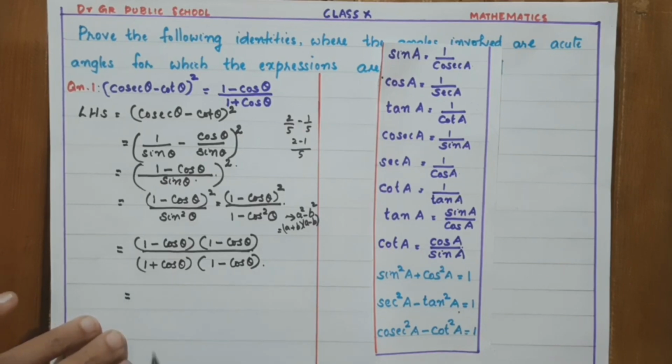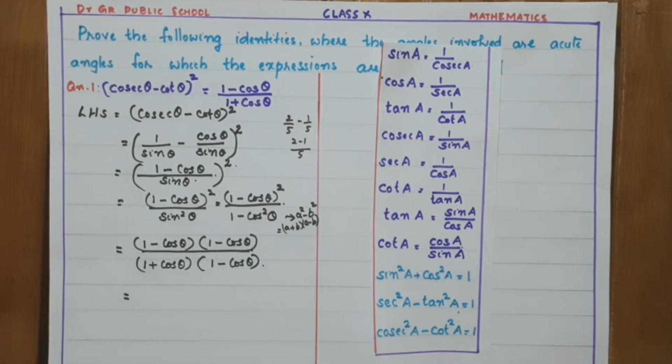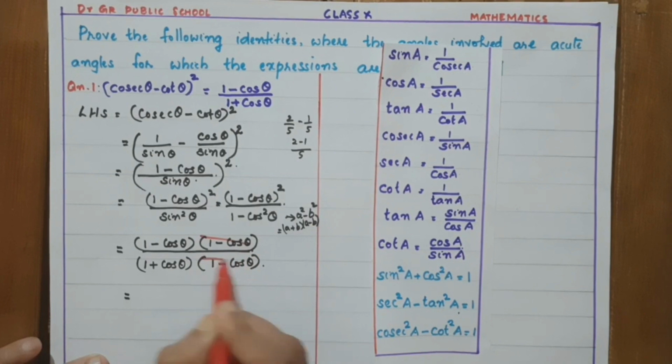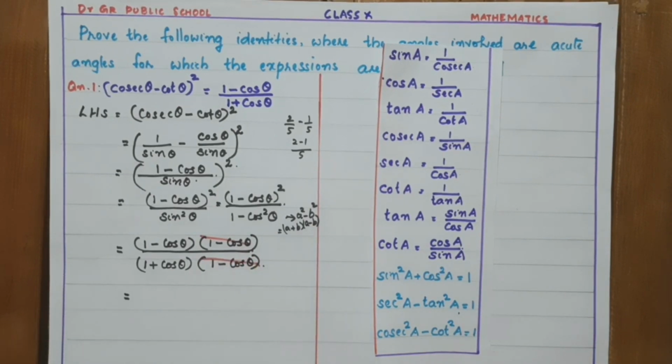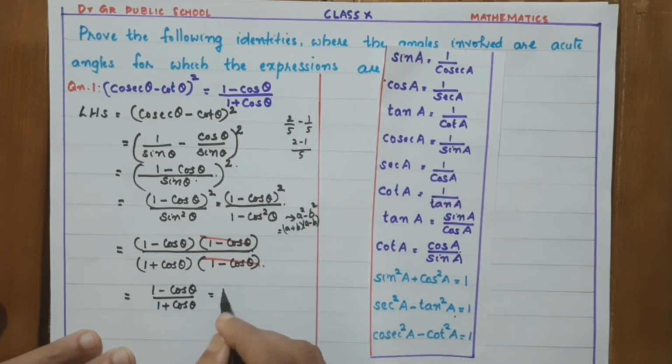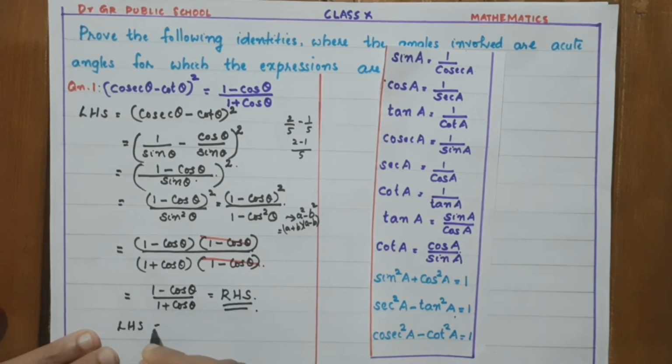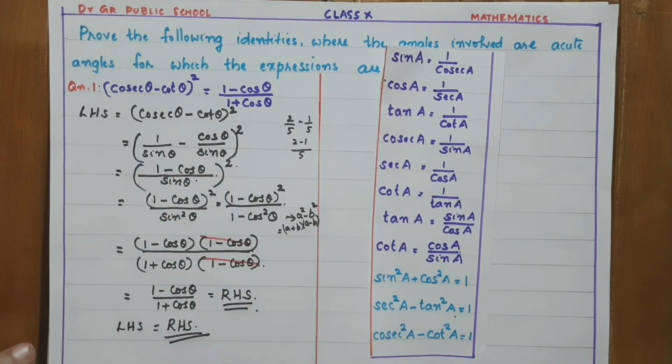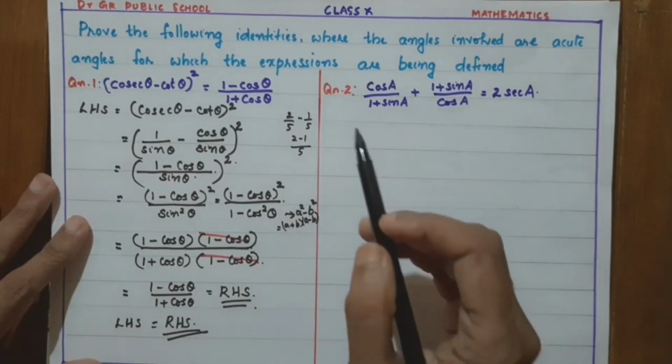Isn't it? Now look at this step. Can you cancel any expression? Yes, here we have 1 minus cos theta, here also 1 minus cos theta. So what is remaining? We have 1 minus cos theta by 1 plus cos theta. That is our given RHS. So this is equal to the given RHS. So we got LHS equal to RHS. So we proved the required one. Okay children? See, it is very interesting. So come to the next question.